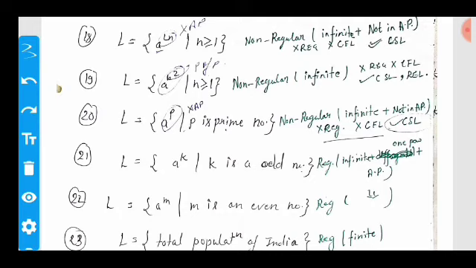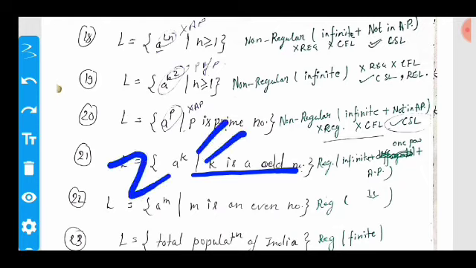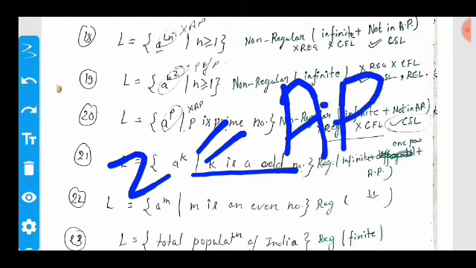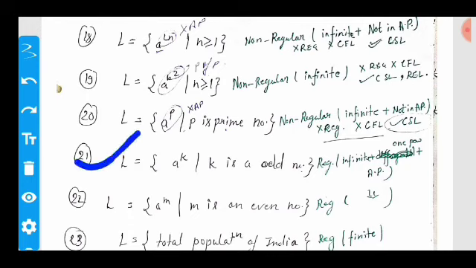Now move on to the next question, 21. L equal to a to the power of k, where k is an odd number. It follows the arithmetic progression because the difference between odd numbers is always 2. So the common difference of this is 2, and we say that it is a regular language.